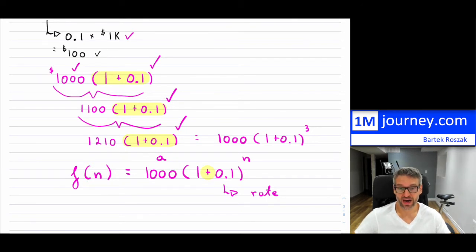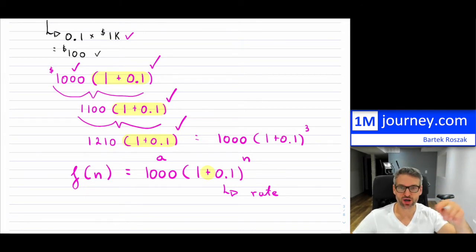That's our actual setup. And now you can find out at any point that you like what this has actually grown to. Do you want it after 1 year? So you can set N equals 1. Do you want it after 2 years? Do you want to have it after 2.5 years? How long are you waiting for this investment as it keeps growing at 10%?